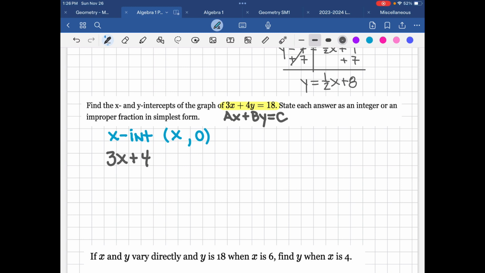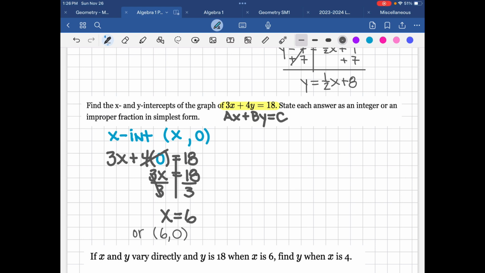So 4 times 0, and this will give us our x-intercept. 4 times 0 is 0, which gives us 3x is equal to 18. We simply divide by 3, and this would give us our x-intercept. Now, depending on how Delta Math asks, it might just simply ask you for x is equal to 6, or you could give it as the ordered pair 6, comma 0. Or you could give it like that.